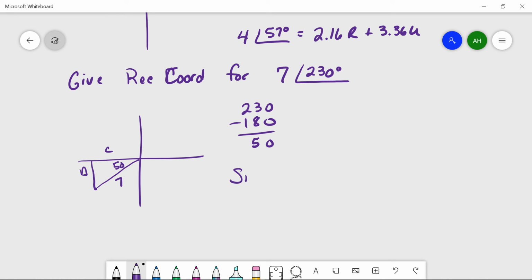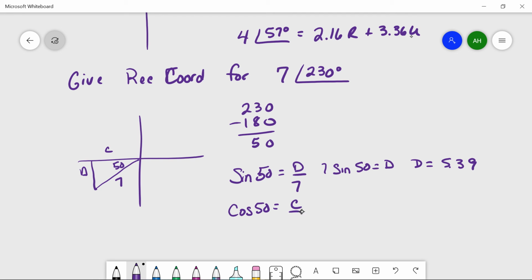So this is going to be that the sine of 50 equals the opposite, which is D, over 7. So 7 times the sine of 50 is going to equal D. So D is going to equal 5.39. Okay? And the cosine of 50 is going to equal C over 7. You work that out, and you're going to find that C equals 4.48.